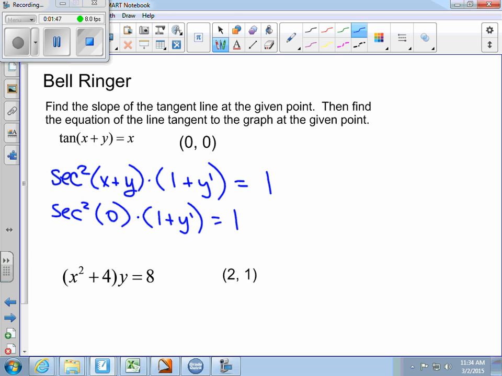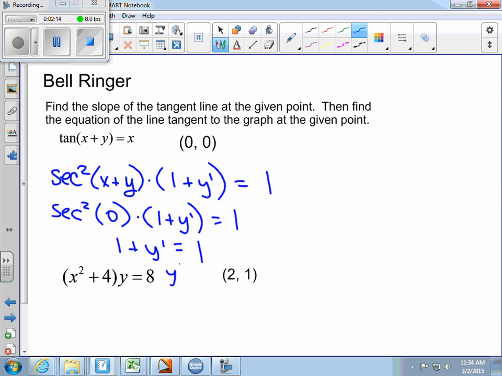What is secant of 0? 1. Does everyone agree? Cosine of 0 is 1. Reciprocal of 1 is 1. 1 squared is 1. So I get 1 plus y prime equals 1. Subtract 1. So y prime is 0.